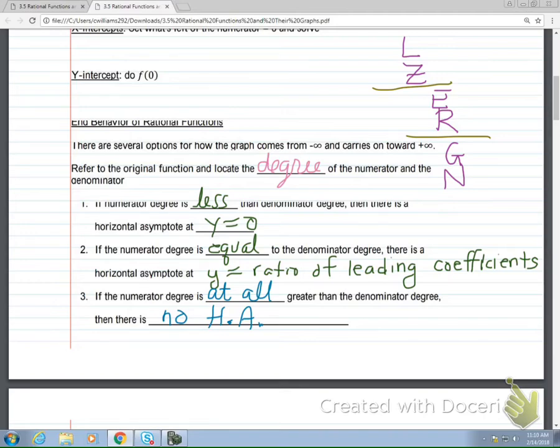You're always comparing the numerator degree to the denominator degree. So you're going to ask yourself, how does my numerator degree compare to the denominator? If it is less than the denominator degree, you're going to have a horizontal asymptote at y equals 0.